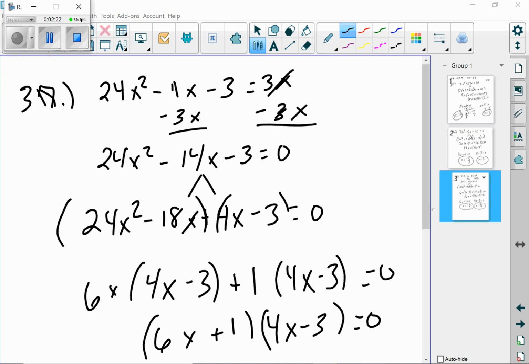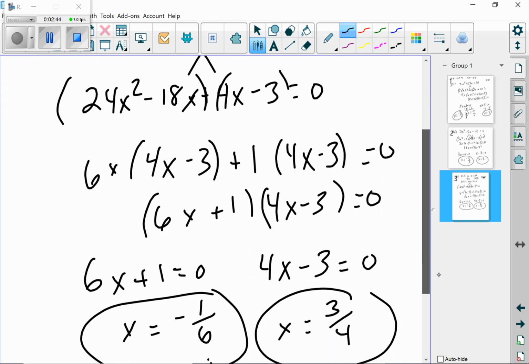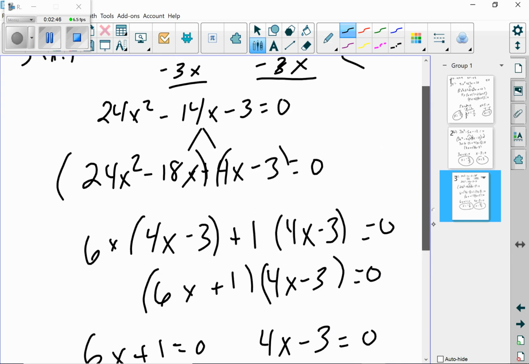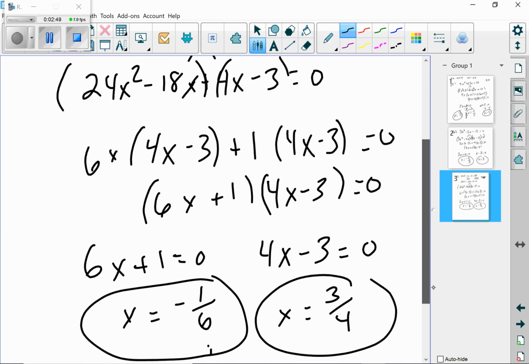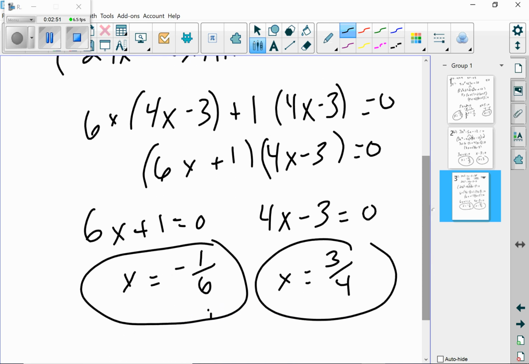Okay, number 37, this is 24x squared minus 11x minus 3. You notice at the top of this problem right here, we have to subtract 3x from both sides, so it becomes a net minus 14x. So make sure that you're moving everything over, setting it equal to 0, everything on one side of the problem. All right, continuing on down, I split this into negative 18 and 4 to make that 14x in the middle. It factors into 6x plus 1, 4x minus 3. Set each factor equal to 0. We get negative 1/6, positive 3/4. Okay, check your paper on that one.